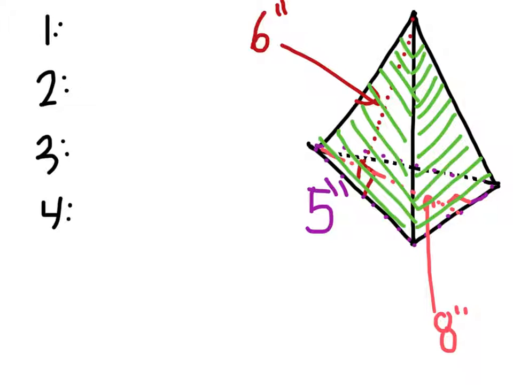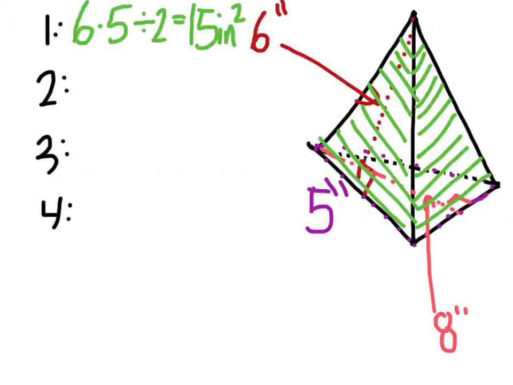So let's look. It tells us that the height is 6 inches. And the base of the triangle is 5 inches. But it's a triangle, so we've got to cut this in half. So we're going to divide it by 2. And what we end up with there is 15 square inches.